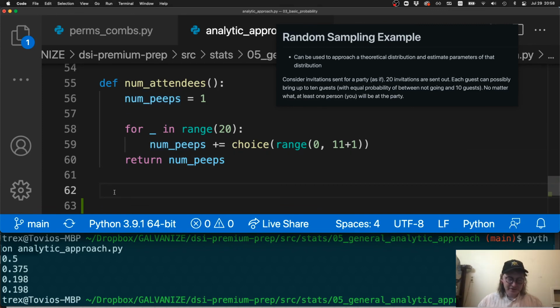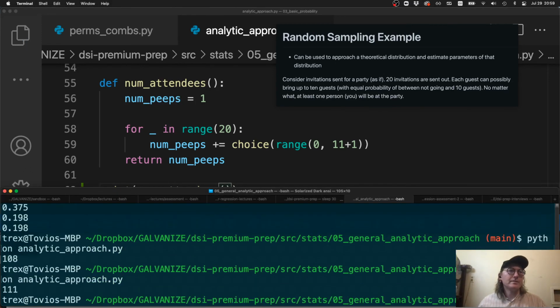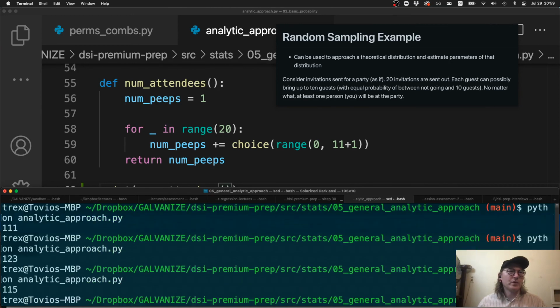Let's just run this a couple times and see. So I'm going to print the number of attendees. 108, 111, 123, 115, 106, 103, 114, 125.